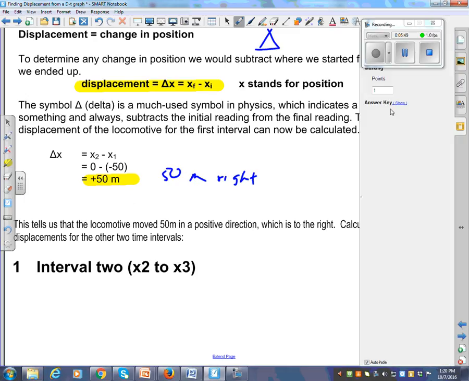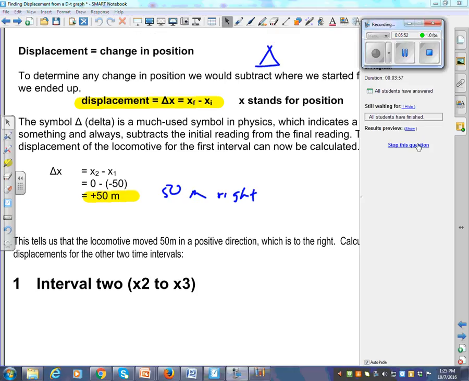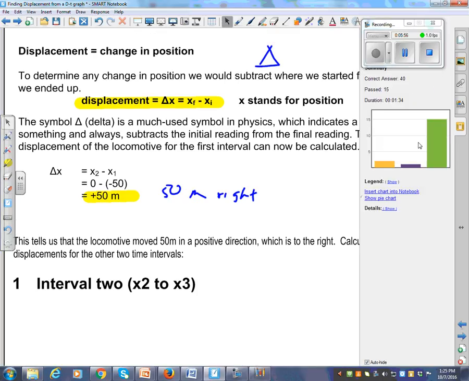Oh, you need a clicker, don't you? Go get it. Okay, do we get it all right? No.